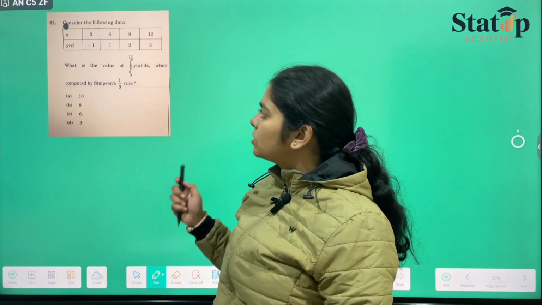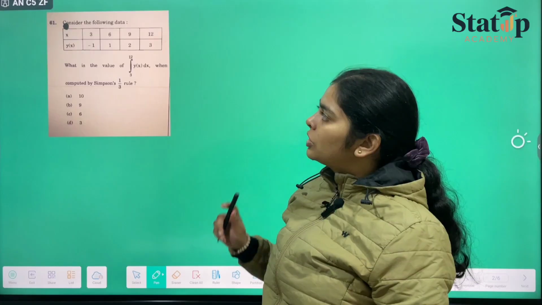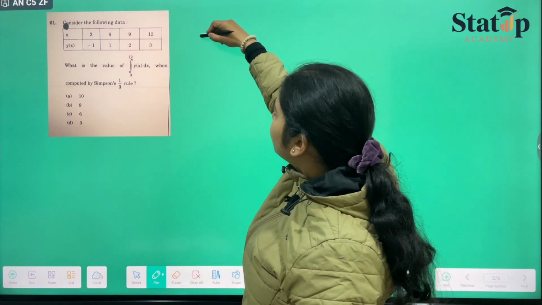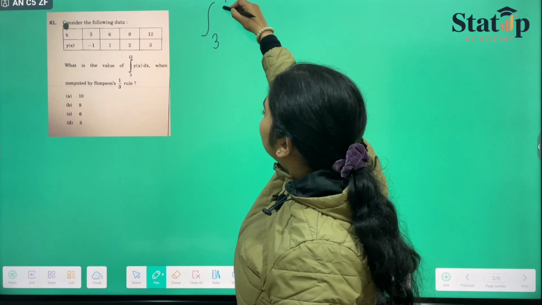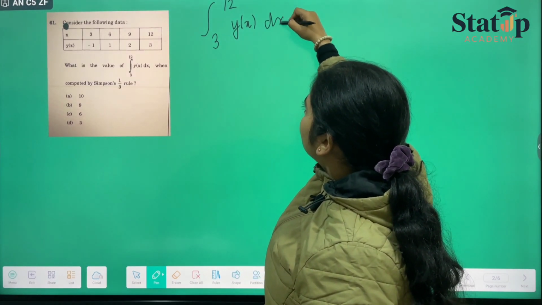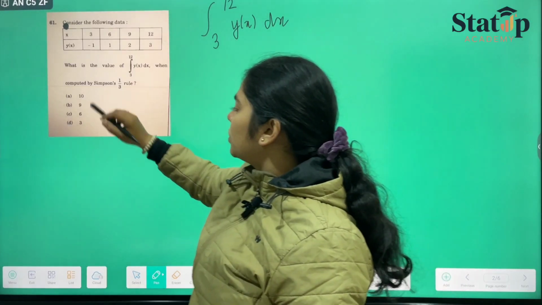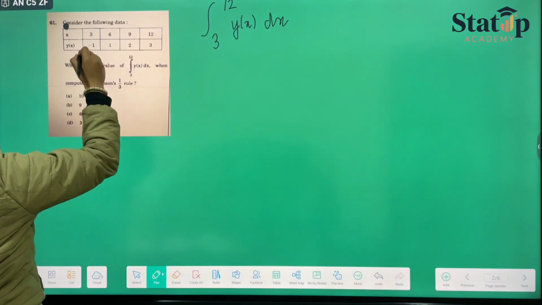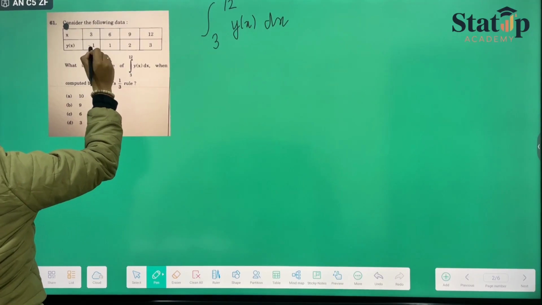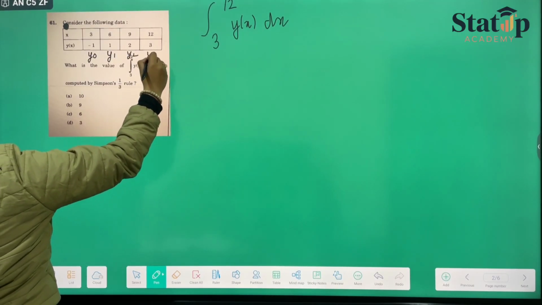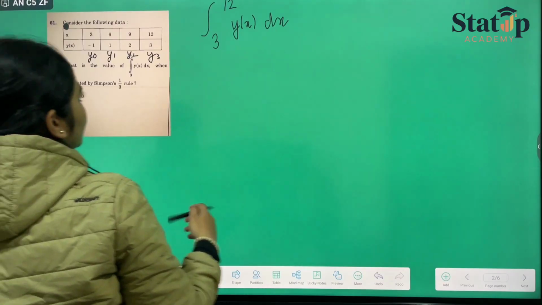So this question has been asked in which the table has already been given to us, and we have been asked the integration from 3 to 12 of y(x) dx. We have not been given the function because we have directly been given the table. We don't have to find that. So this is y0, this is y1, this is y2 and this is y3, which has been given.